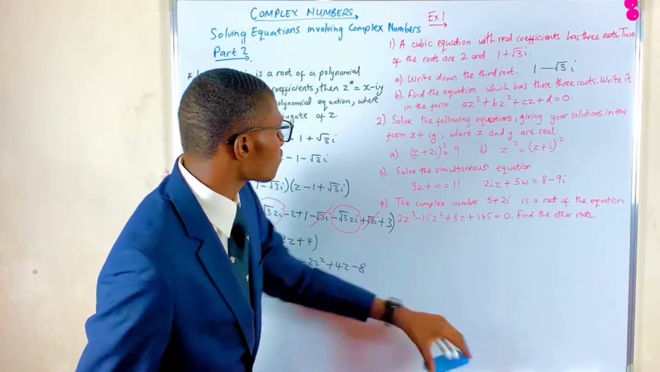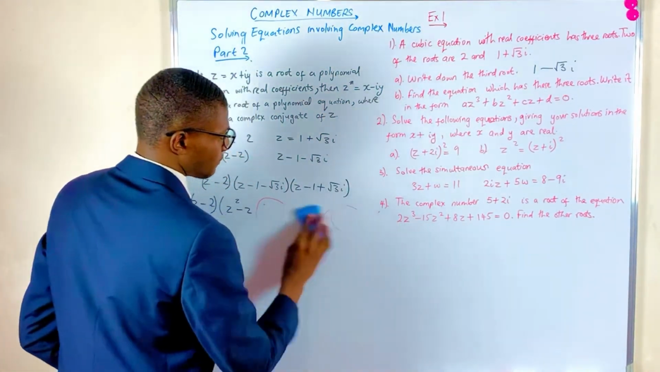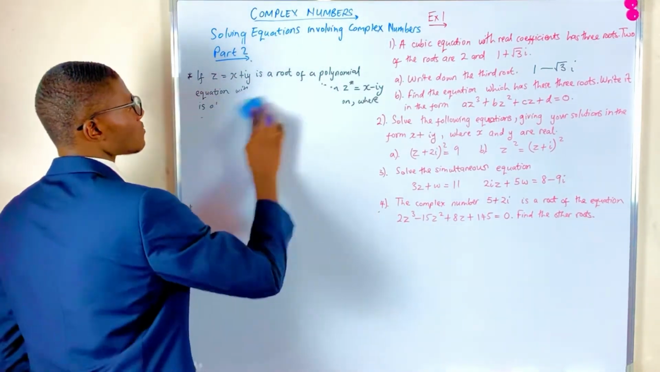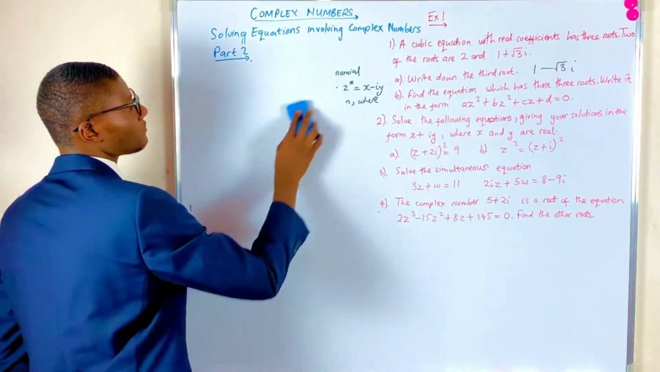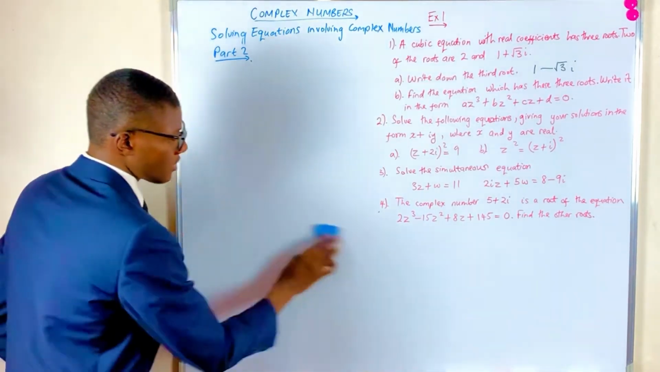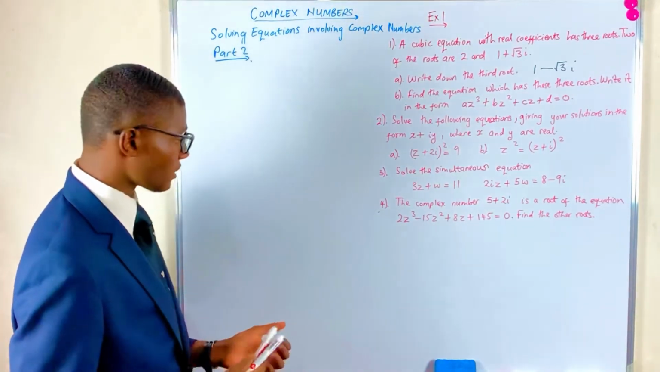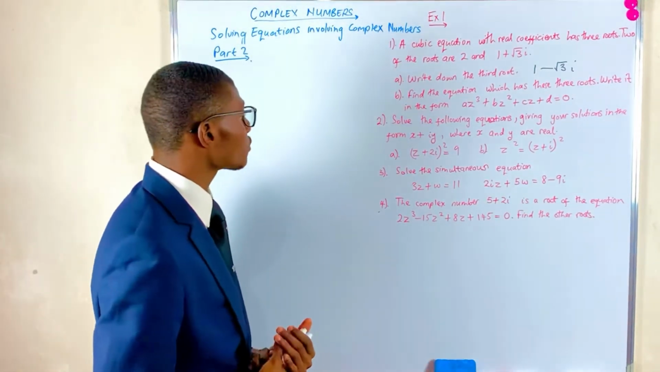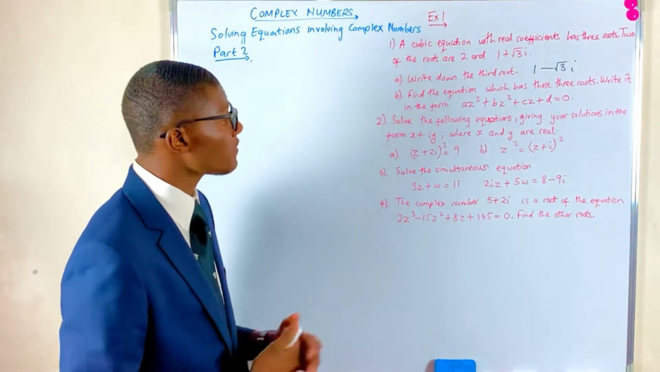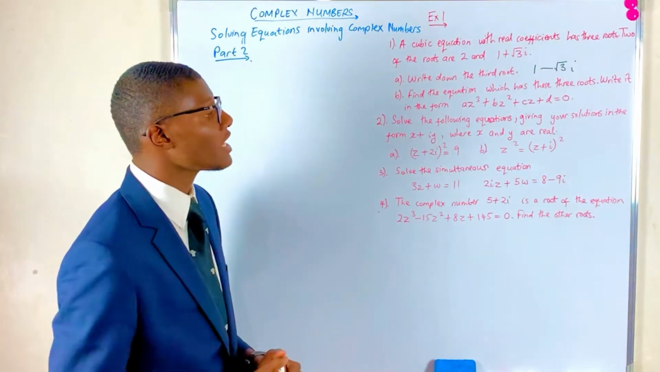Now let's move on to look at number 2. I shall erase this part as well. For number 2, we are told to solve the following equations, giving your solutions in the form x plus iy, where x and y are real.